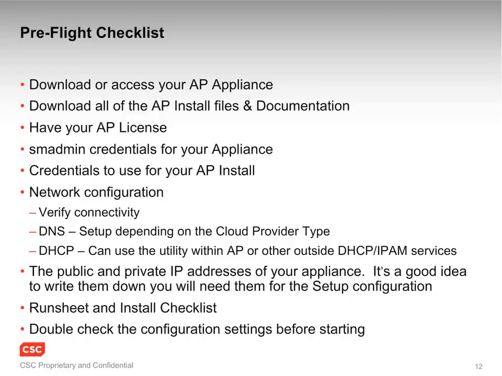You will want to note the public and private IP addresses of your appliance. You'll need that for some of the install configurations a bit later. You want your run sheet and an install checklist immediately available and should be following those. And you also want to double check the configuration settings as you go along. Double check your work because a mistake can cause a lot of troubleshooting steps if you had to try to fix it and backtrack it all the way back to possibly even redoing the entire install. So very important to consider.